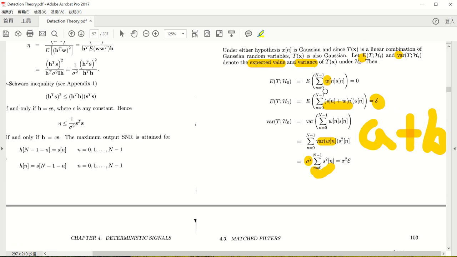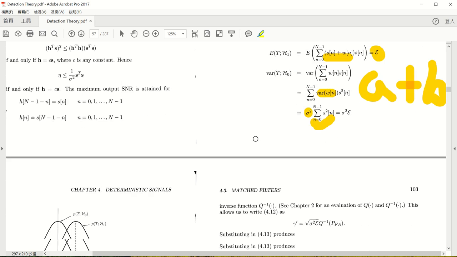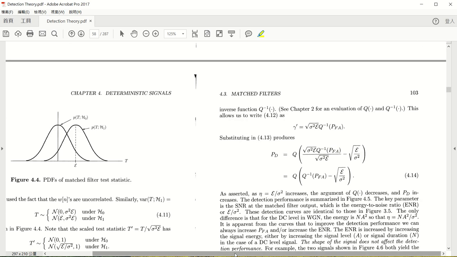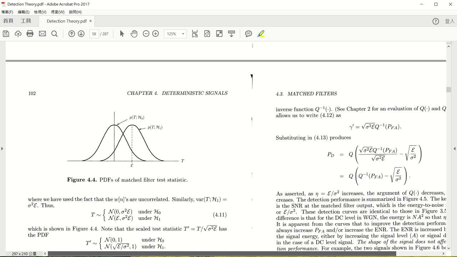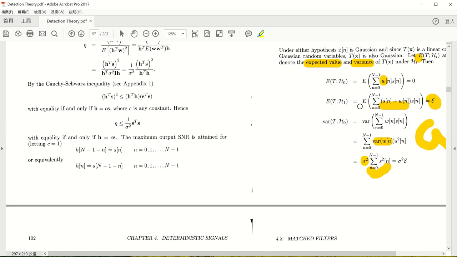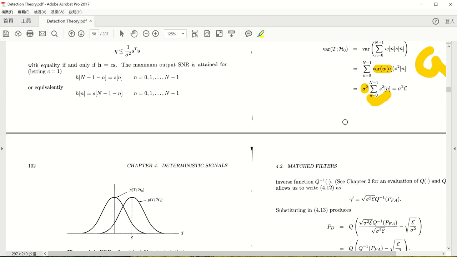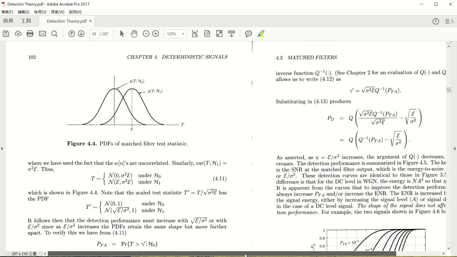Okay, so now we have expectation of this, and then variance of this under H0. And then, of course, one more thing: as you can imagine, we calculate expectation under H0, H1. We have to calculate variance under H0 and H1. So now we come to page 102.